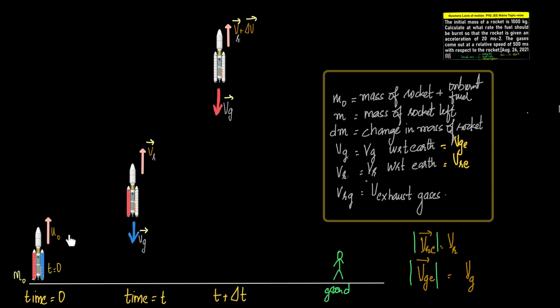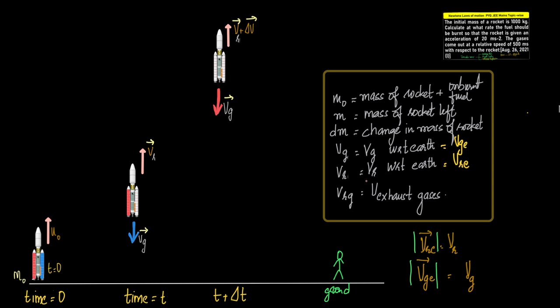One photo is taken after the launch at time t, and the other very soon after, with the interval delta t. So the rocket was going like this. One photo was taken here, and the other photo was taken here. So now we have two different photos of the same rocket at two different times: time equal to t, and time equal to t plus delta t.